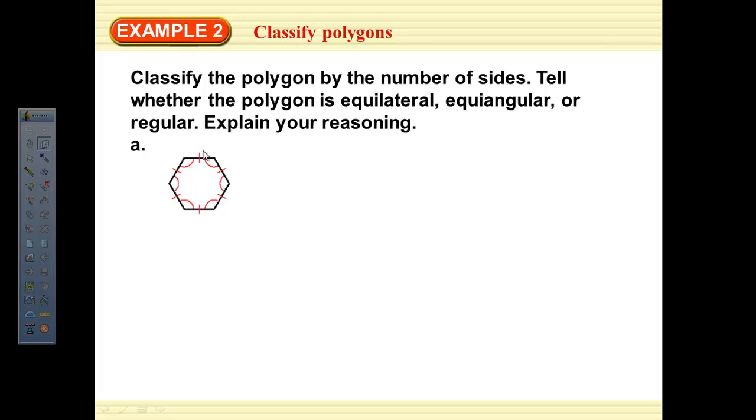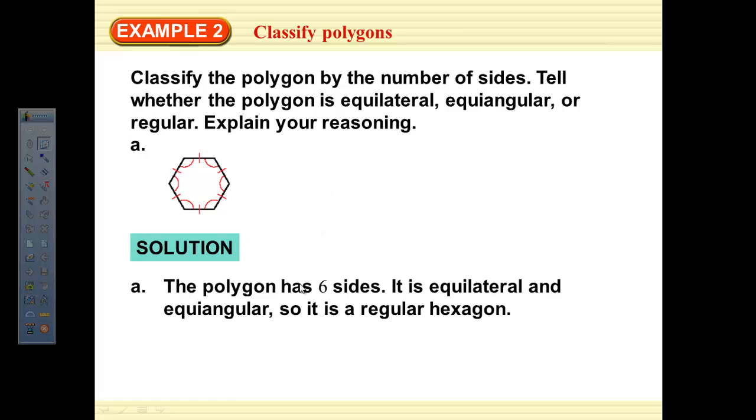If we look at the markings, we've got tick marks for all of the sides and the same number of tick marks for each side. That makes it equilateral. We have arcs for each of the angles, and all of those angles are equal, therefore it's equiangular, and since it's equilateral and equiangular, that makes it a regular polygon. So again, it has 6 sides, it's equilateral and equiangular, so it's a regular hexagon.